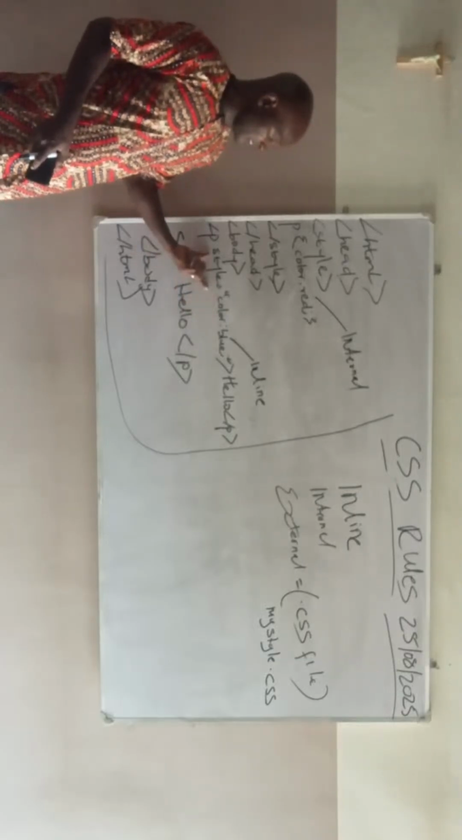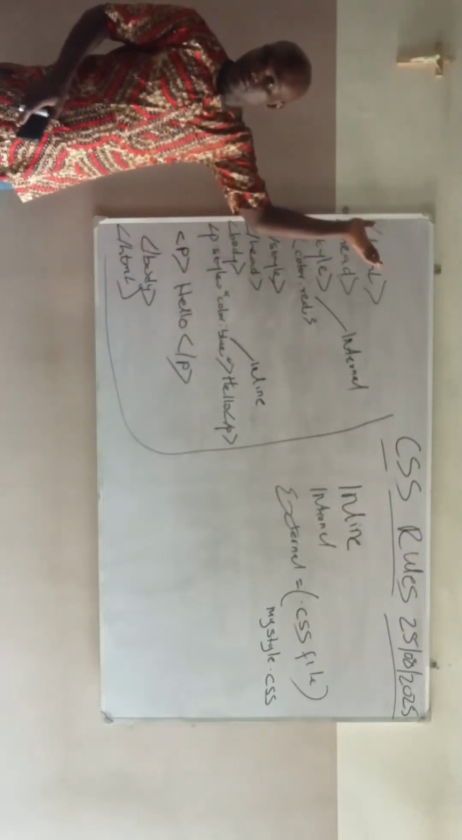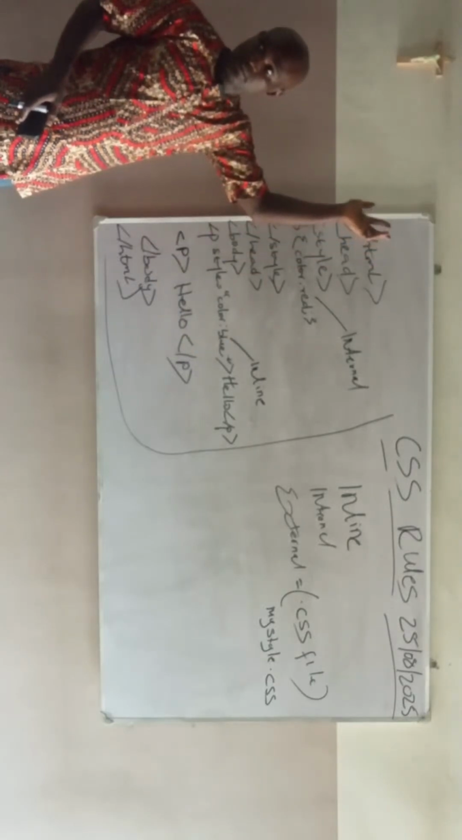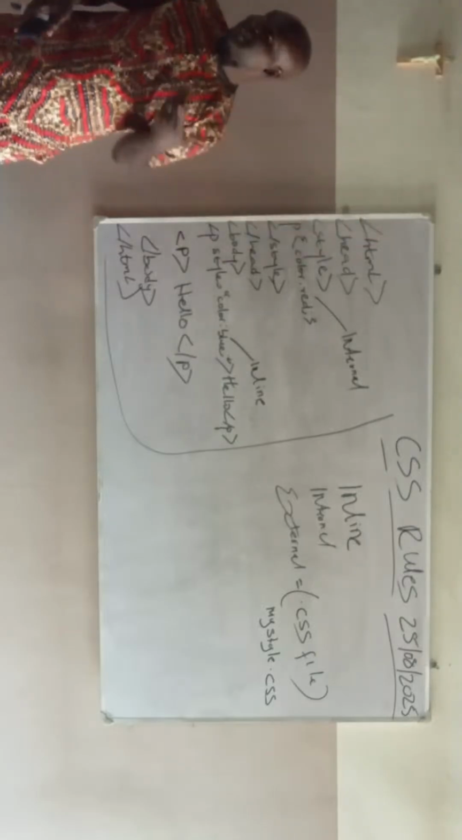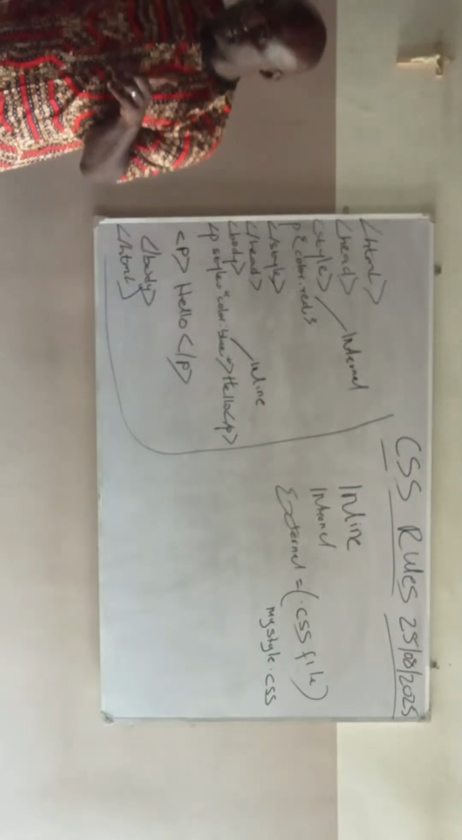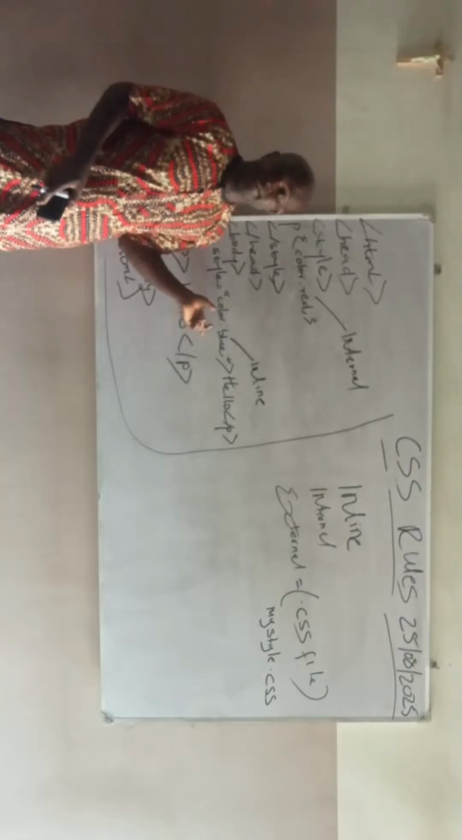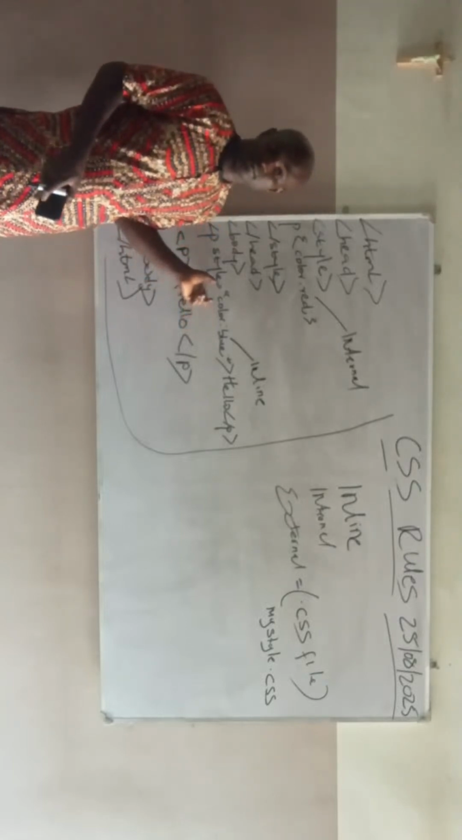So I can use inline style or I can use my ID selector. You understand? Because ID selectors are unique to one element with the ID name. Or I can do it inline.